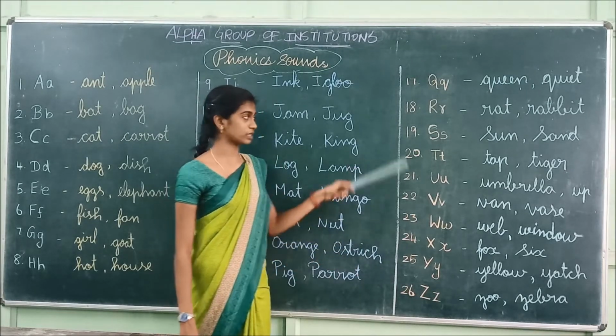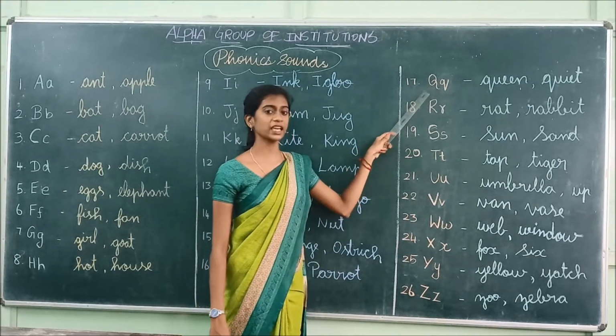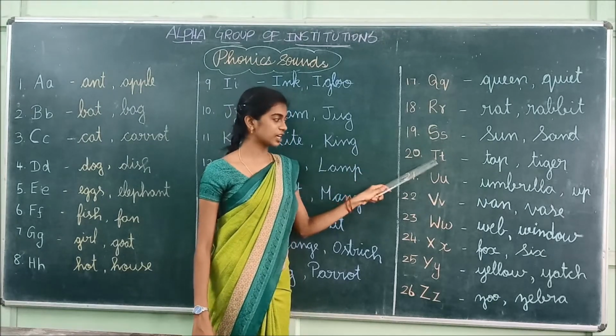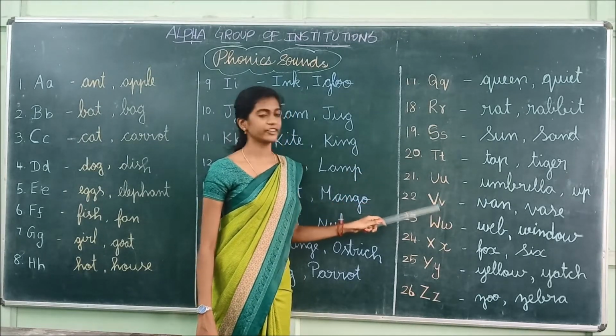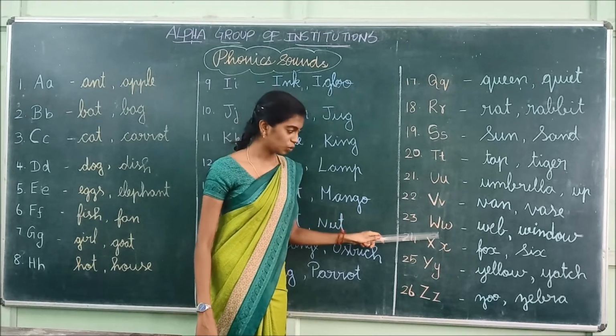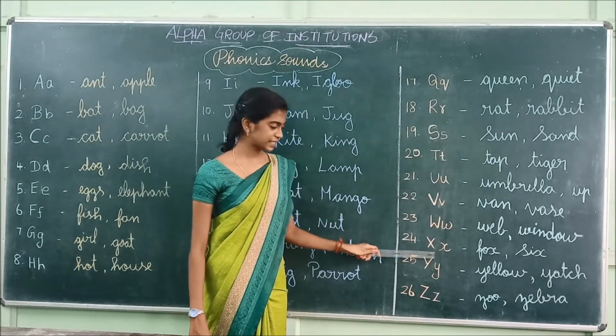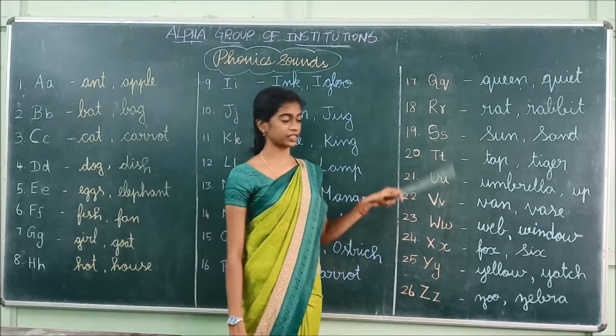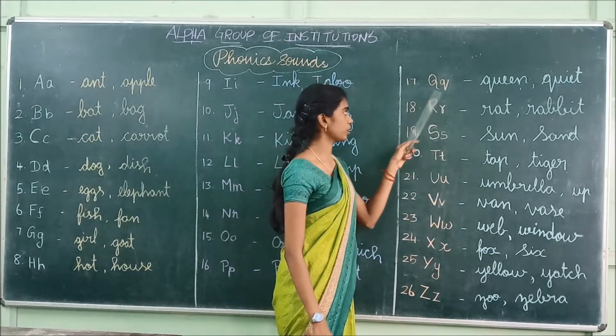I'll repeat it once again. Qua, okay, Qua, R, Z, T, A, V, Qua, It's, Y, Is. Okay, so now let us read the example for these letters.